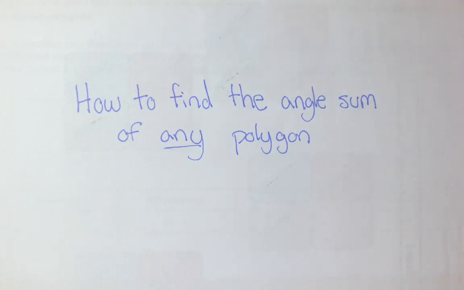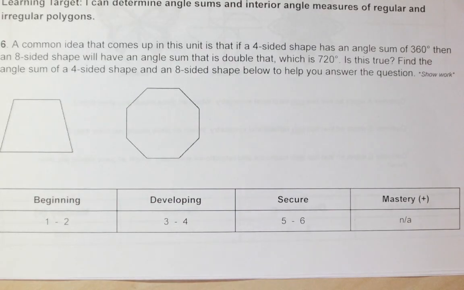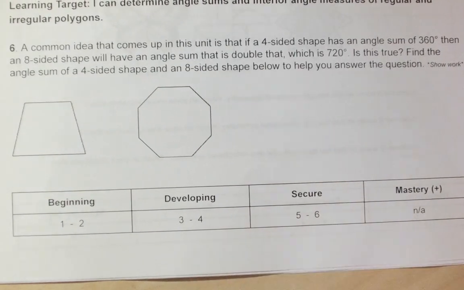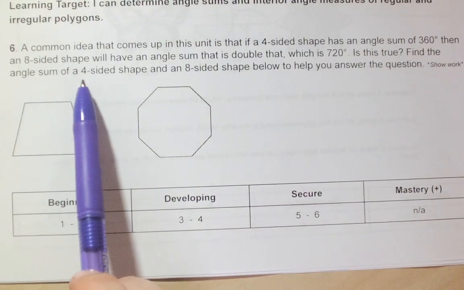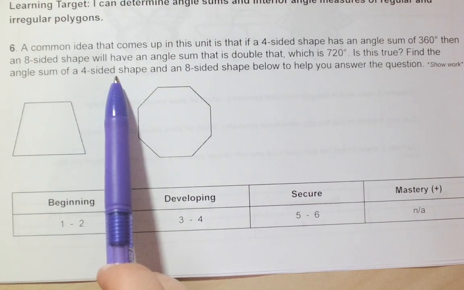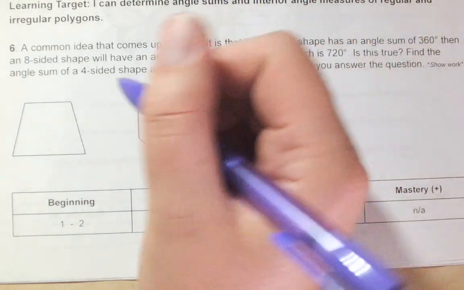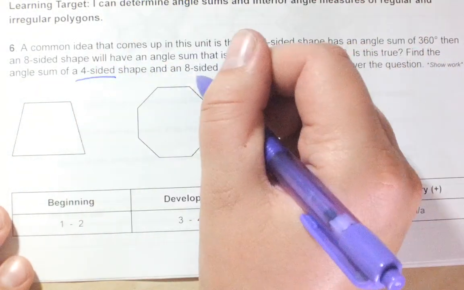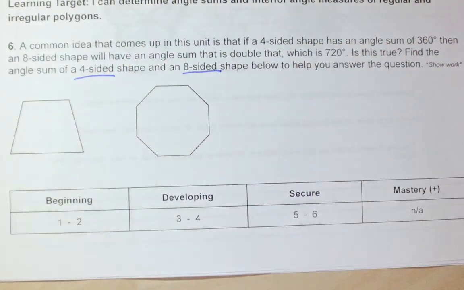This is a video on how to find the angle sum of any polygon. Let's look at problem number 6 from our summative. In the summative, we were asked to find the angle sum of a 4-sided shape and an 8-sided shape. We have two strategies for doing this.